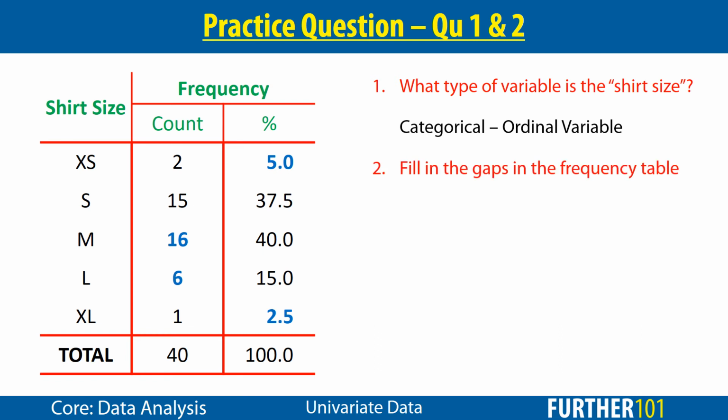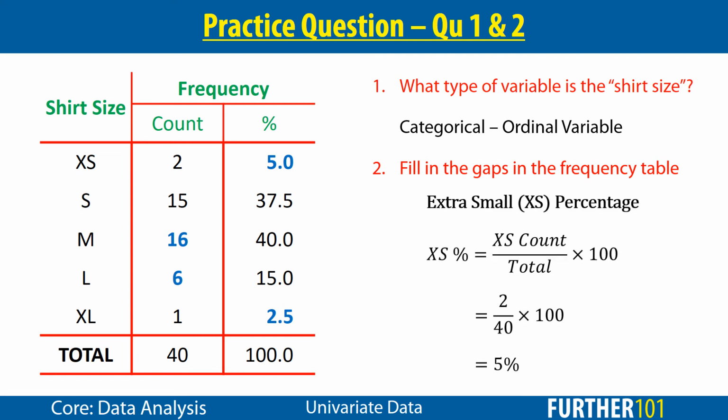The second question wanted us to fill in the gaps in the frequency table. Now I've done these here in blue, but we'll go through each of them and see just how I calculated them. Let's start with calculating the percentage for extra small sizes. To do that, we'll use our count to percentage formula, where we take the count for extra small, divide that by the total of shirts that were sold last month, and multiply that by 100. Now we of course sold 2 shirts, and we have 40 shirts in total across last month's sales, and from there we're going to get 5%.